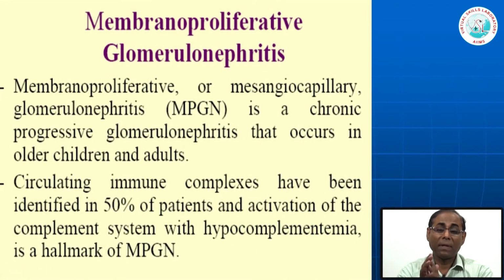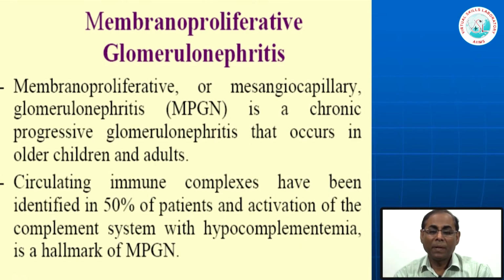So, after IgA nephropathy we enter into another proliferative glomerulonephritis, which is the membranoproliferative glomerulonephritis. Now, membranoproliferative glomerulonephritis or mesangiocapillary glomerulonephritis is a chronic progressive glomerulonephritis that occurs in older children and adults. Circulating immune complexes have been identified in 50% of these patients, and activation of the complement system with hypocomplementemia is the hallmark of membranoproliferative glomerulonephritis.